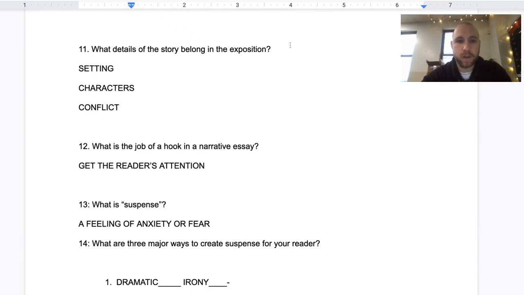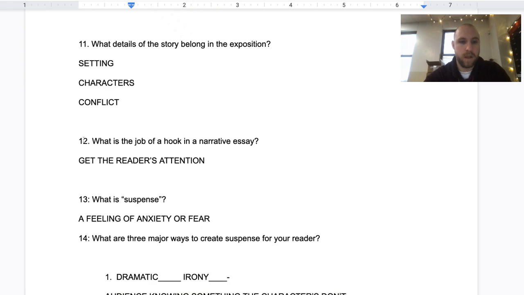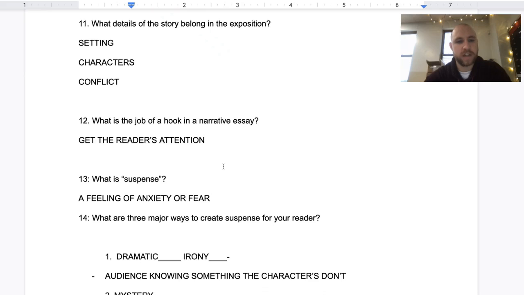What details of the story belong in the exposition? You should get setting, characters, and conflict down right away. We should understand at least the setting and characters by the end of your first couple of pages. All right. Conflict should be expressed before the end of the exposition. What's the job of a hook? Get the reader's attention.